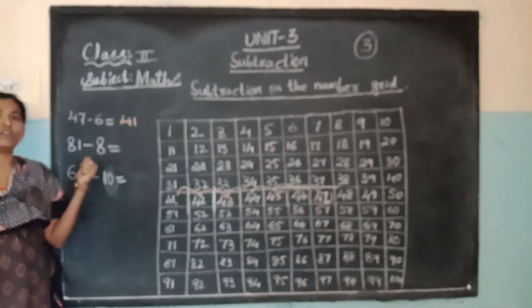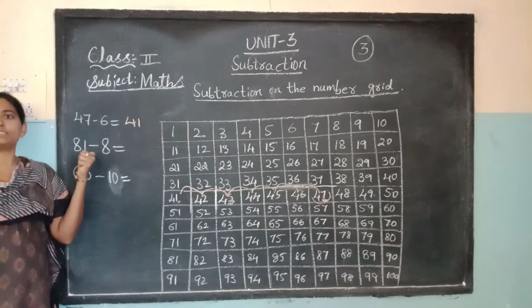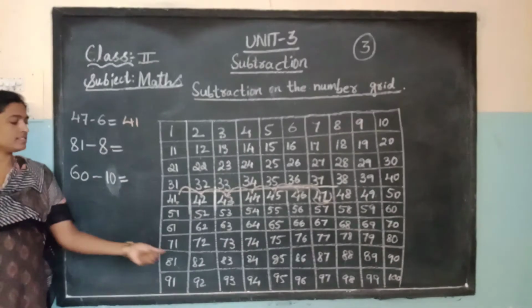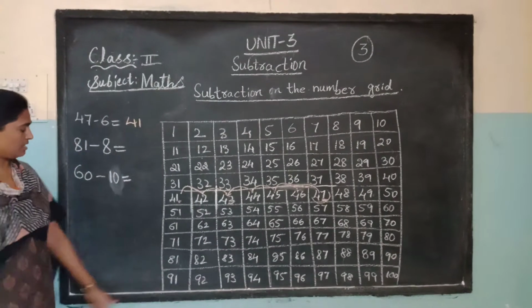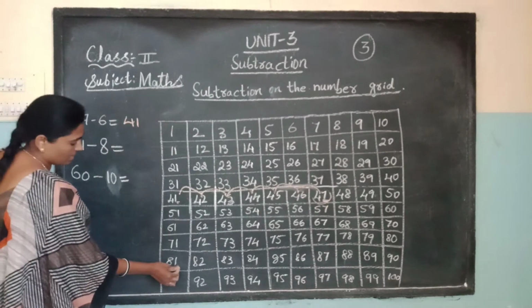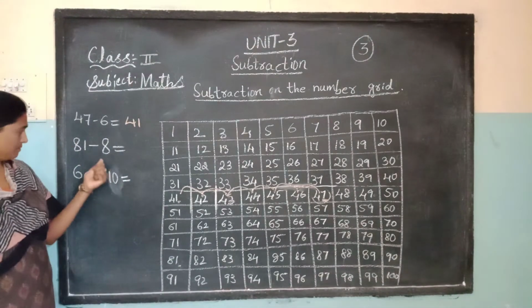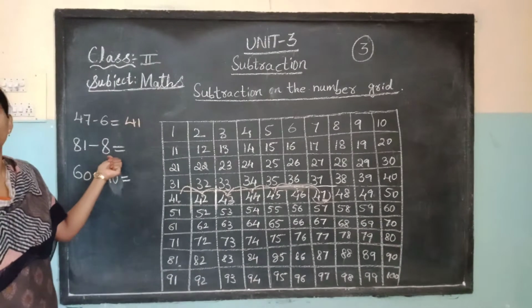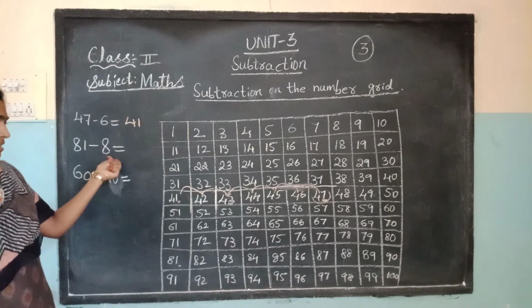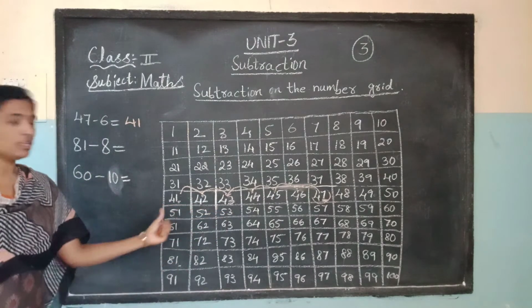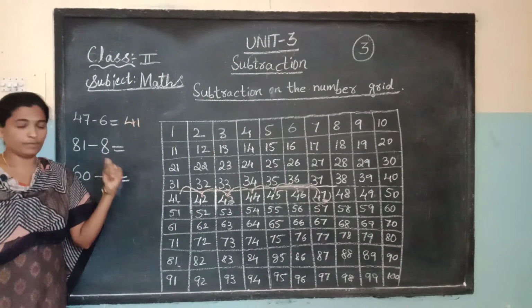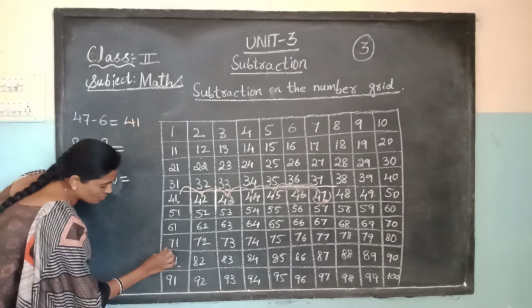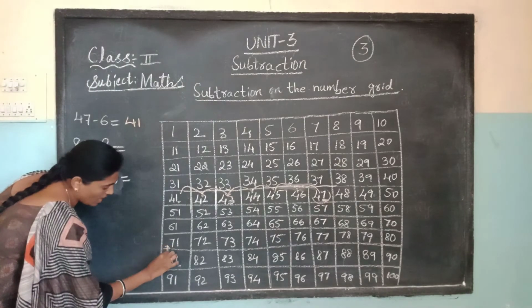Yes. Next one, what is this? 81 minus 8. Now where is the number 81 in this number grid? Tell, children. Yes, 81 is here. How many steps do you have to move? 8 steps. Means you have to jump one row up, where I am keeping the arrow line.